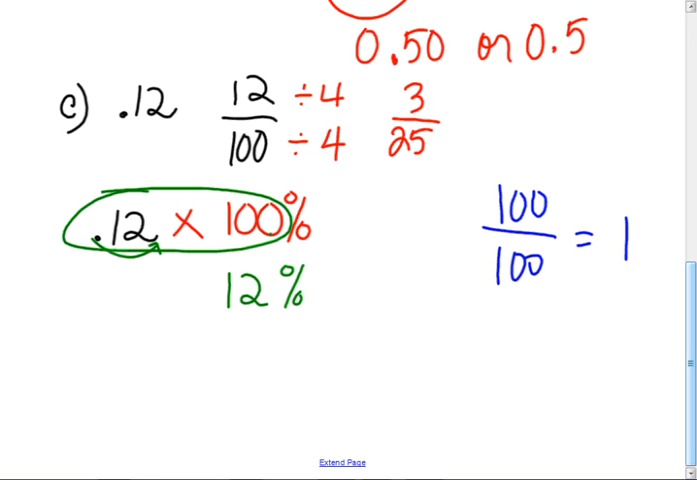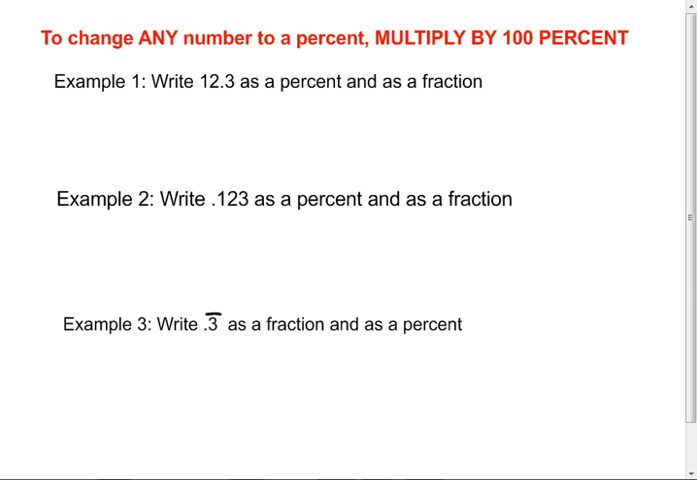Okay? I have that on the next page. To change any number to a percent, I don't care what it is, you multiply by 100%. Didn't have a percent, couldn't find the percent thing on my smartboard, so I had to type it out. So, example 1 is 12.3. Let's write it as a percent. So you start with 12.3, and you multiply by what? Xavier, what am I going to multiply by? 100, not 100, because that changes the value. 100%.